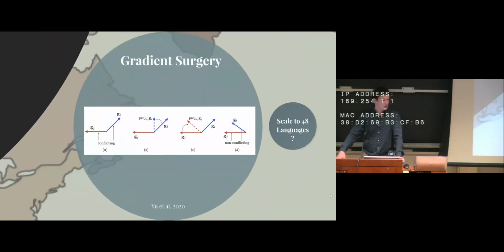So in this work, I wanted to mention briefly gradient surgery. This is one of these NeurIPS papers that is very machine learning heavy. It came out in 2020, and basically this is for multitask learning.